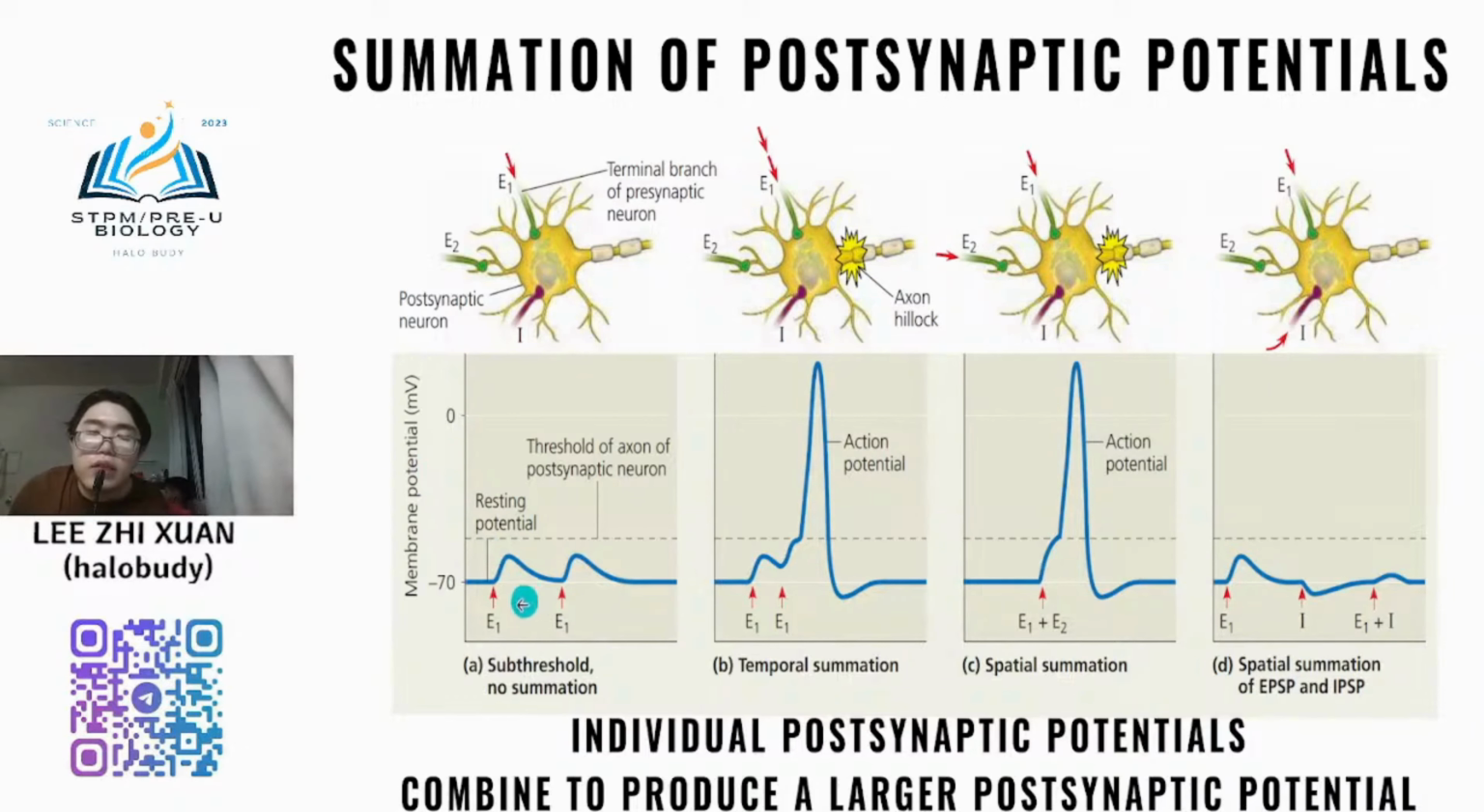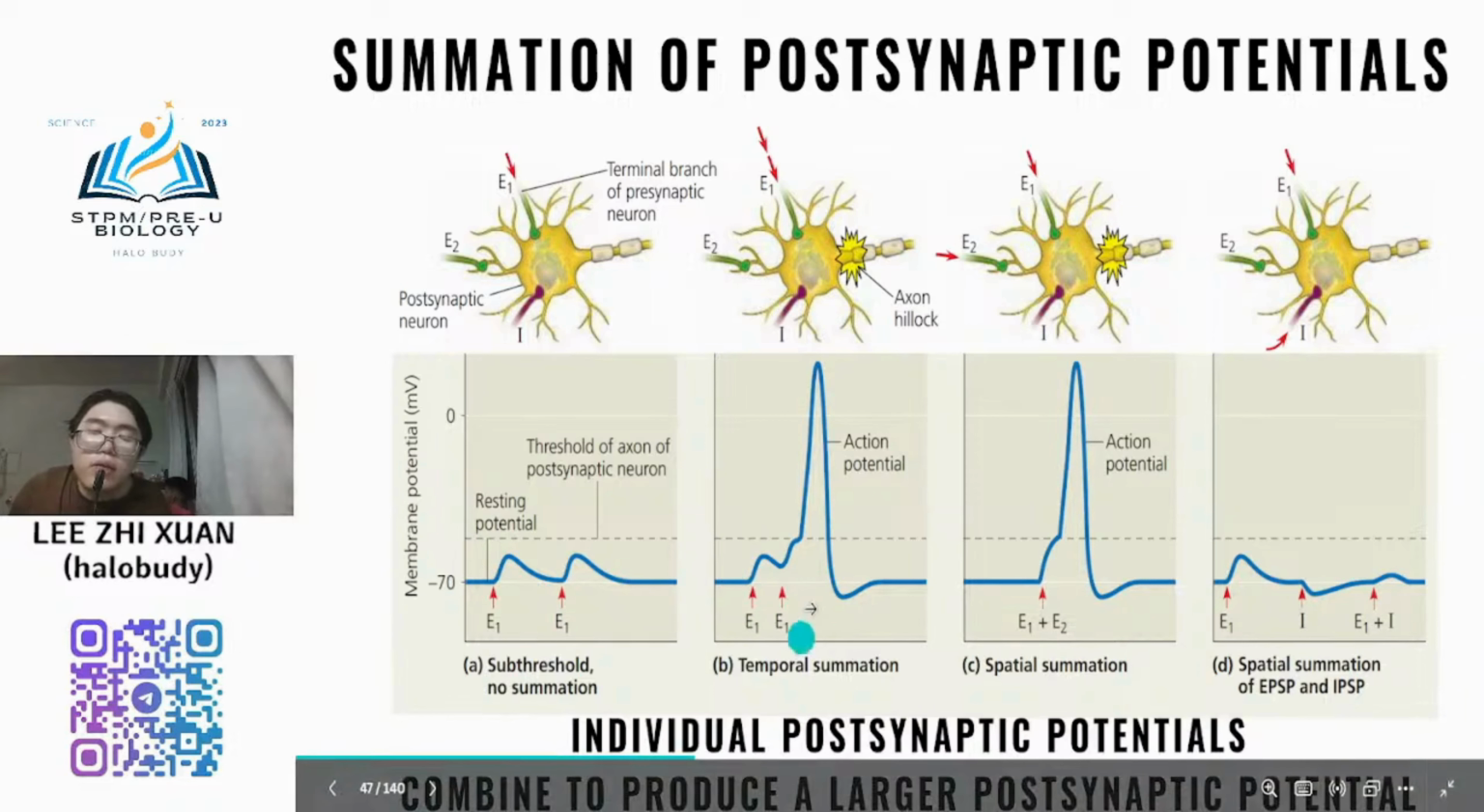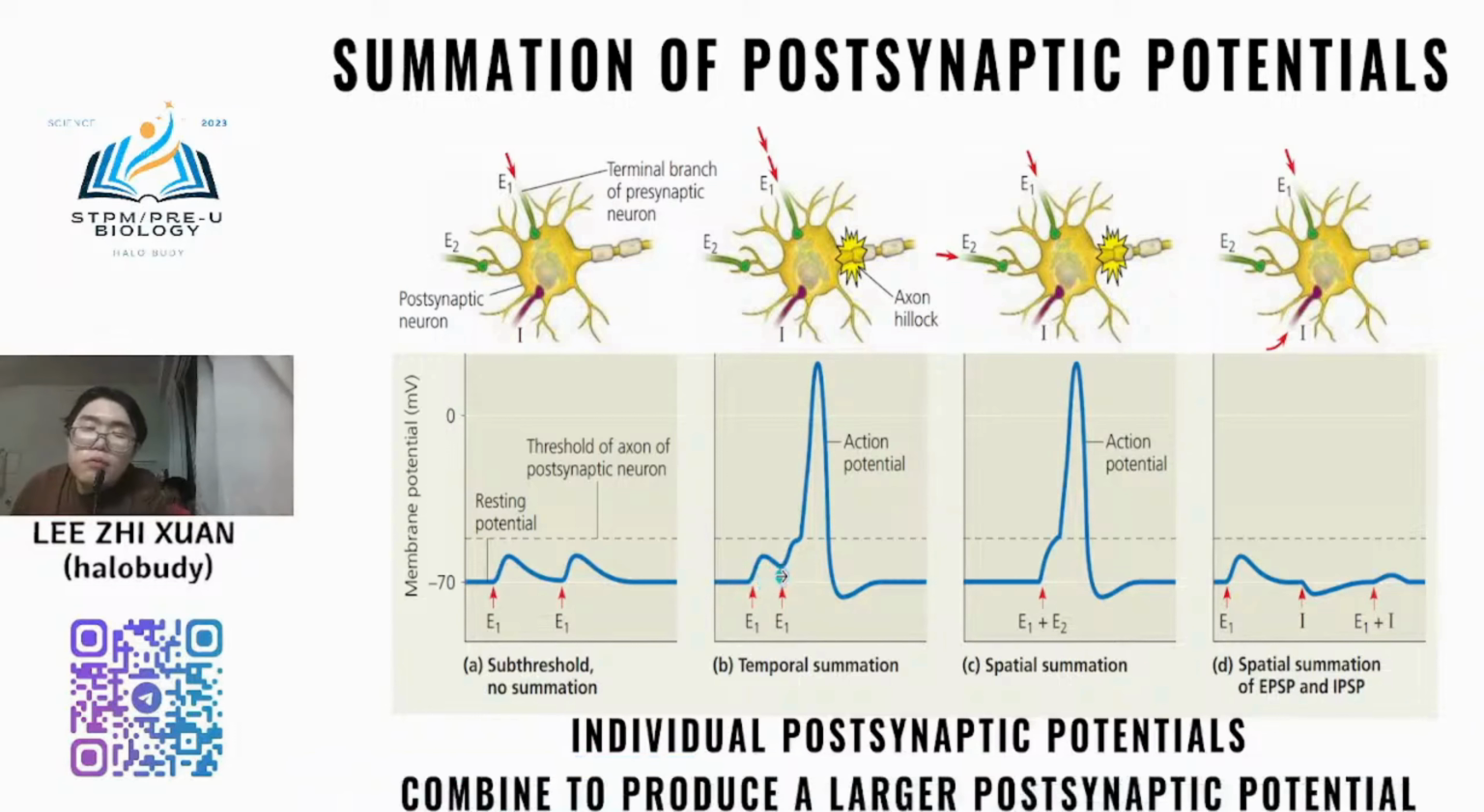Also cannot trigger the action potential. Only when your membrane potential reaches the threshold level, then it will trigger the action potential on the postsynaptic neuron. So how to trigger it?